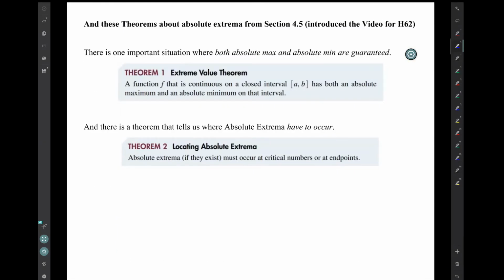And recall these theorems about absolute extrema from section 4.5. We discussed these in the video for homework 62. The extreme value theorem says if the function f is continuous in the domain as a closed interval, then that function will have both an absolute max and an absolute min on that interval. And then a more general theorem, theorem 2, called locating absolute extrema. It's about where absolute extrema occur. Absolute extrema, if they exist, must occur at critical numbers or at endpoints of the domain.